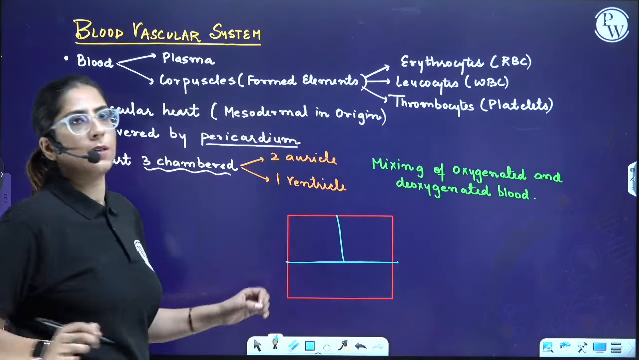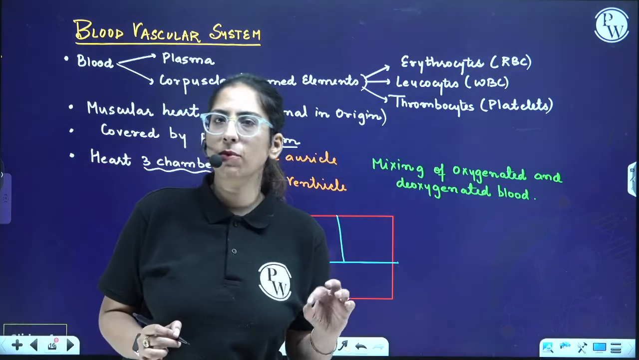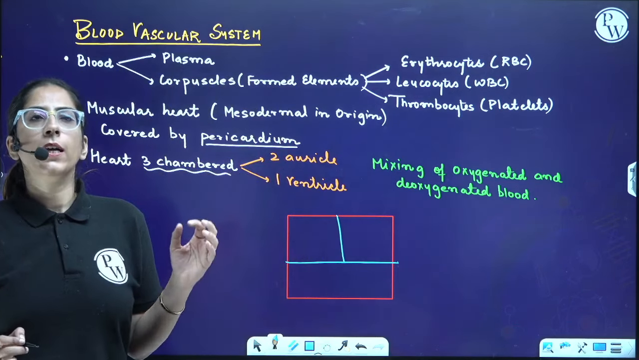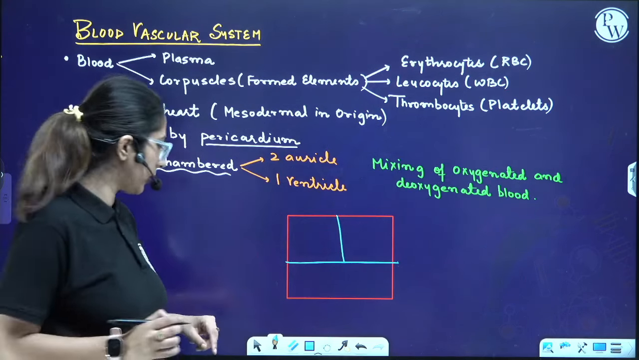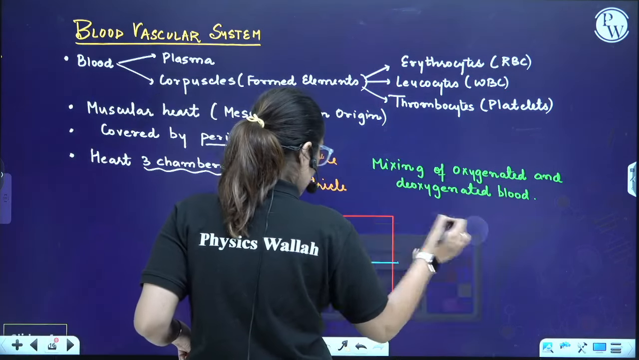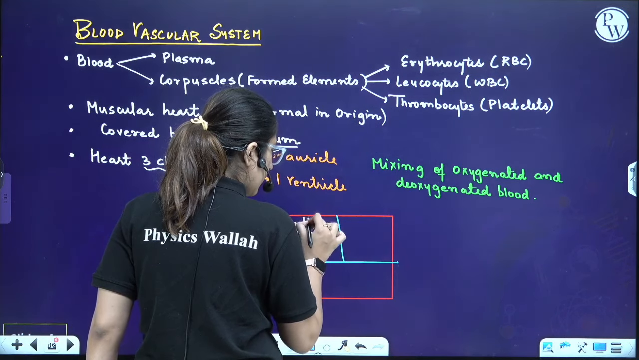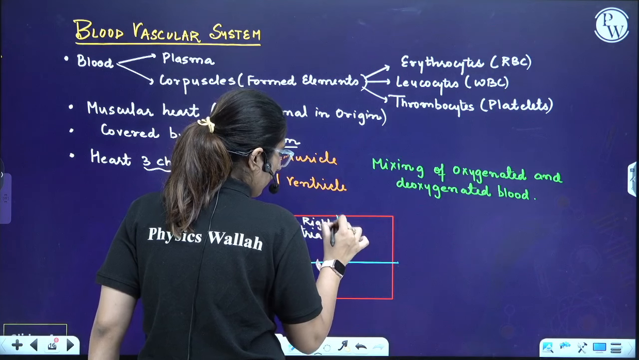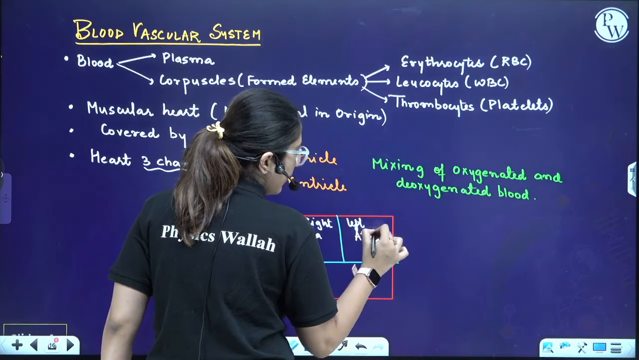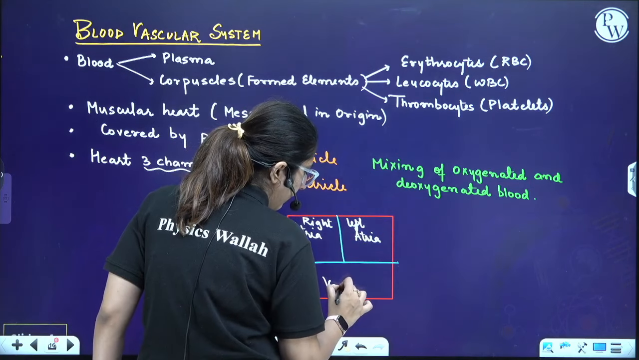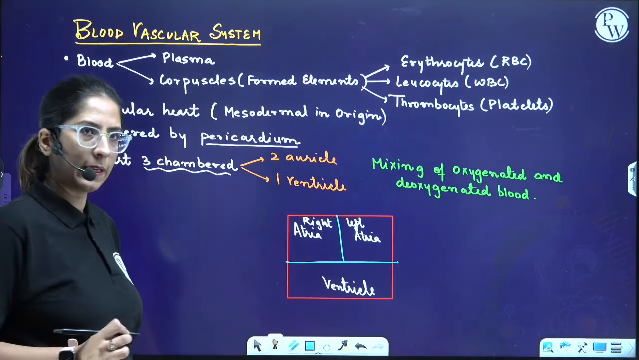I am drawing a basic diagram of the heart to make you understand the topic. I am not giving you an actual diagram of the heart. It is there in your book, so you can refer over there. But for understanding, this is super important. So, what is this? This is the atria. Which atria? This is the right atria. This is the left atria. This is the ventricle.